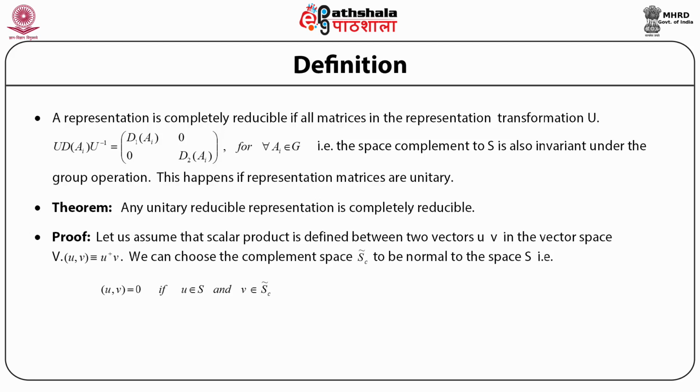Let us assume that a scalar product is defined between two vectors u and v in the vector space V. The scalar product between two vectors is defined as (u, v), which is equivalent to u dagger v. We can choose the complement space S-complement tilde to be normal to the space S. What does it mean? It means that the scalar product of u and v is equal to 0 if u belongs to S and v belongs to S-complement tilde. That is, there are two spaces, the space S and the orthogonal space S-complement. A vector belonging to S is orthogonal to a vector belonging to the complementary space.